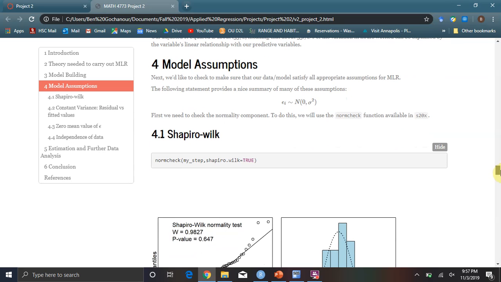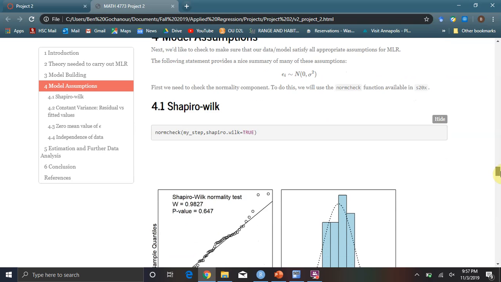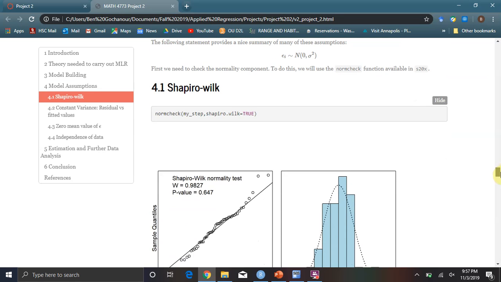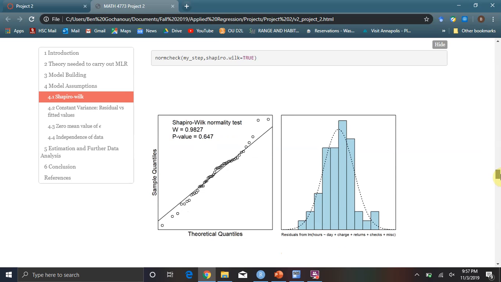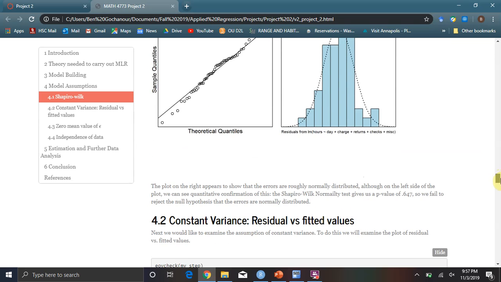Namely, we assume that the model errors are distributed normally with mean 0 and constant standard deviation. So here we plot the Shapiro-Wilk test to examine the idea of normality, and because this p-value is greater than 0.05, we fail to reject the null hypothesis that the errors are distributed normally.